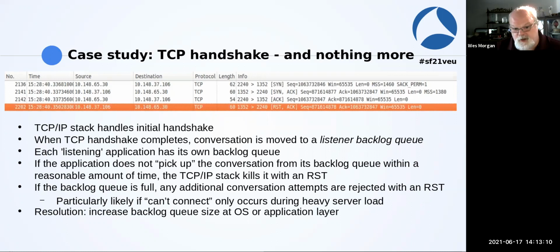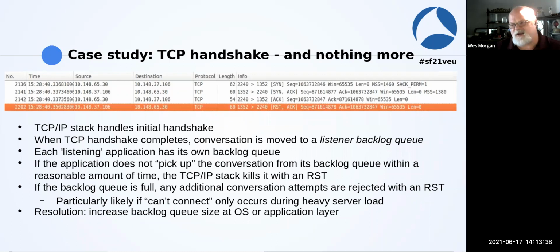So the resolution here is to increase the backlog queue size at the OS or the application layer. There are some applications that do manage their own backlog queue. You can configure it from the application. HCL Domino is one such application. You don't want to go overboard there.